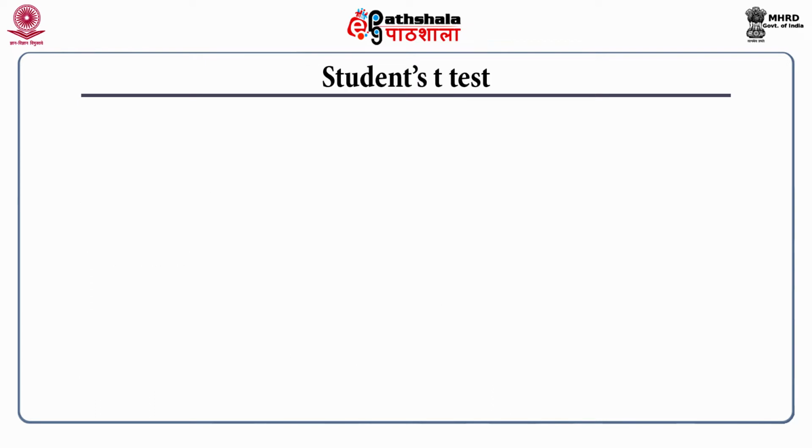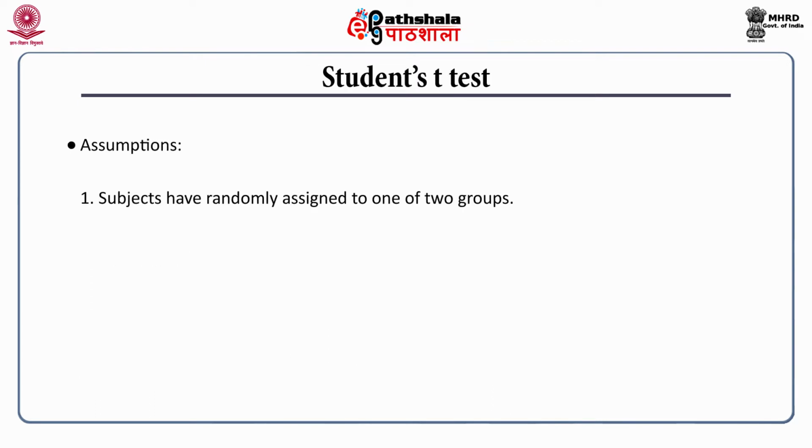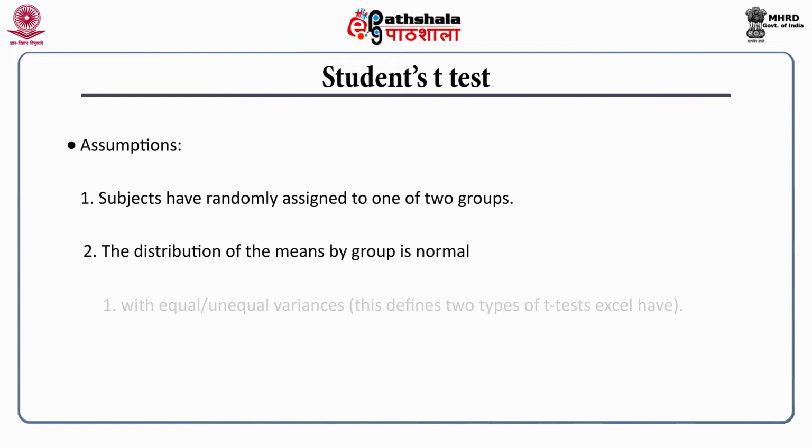For the student's T test, the assumptions are that the subjects are randomly assigned to one of the two groups, and the distribution of the means of the groups is normal with equal variance or unequal variance. This defines two types of T test in Excel. Excel has two types of T test: assuming equal variance and assuming unequal variance.